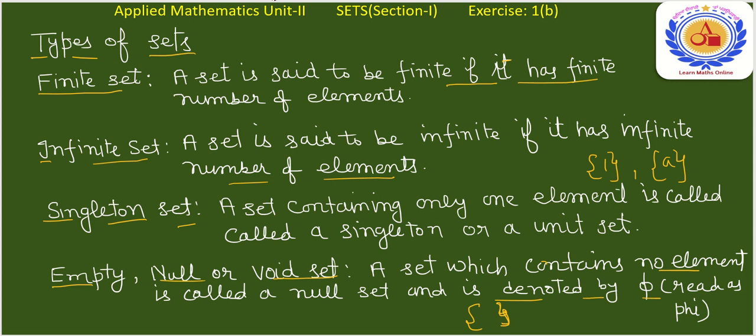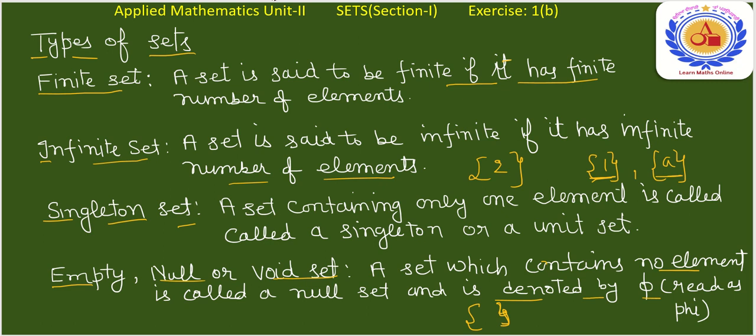Then another type is singleton set. A set containing only one element is called a singleton set or a unit set. So these are the examples of a singleton set. You can write more examples, like a set containing element 2 only. So there are many examples, we have to understand what is the singleton set.